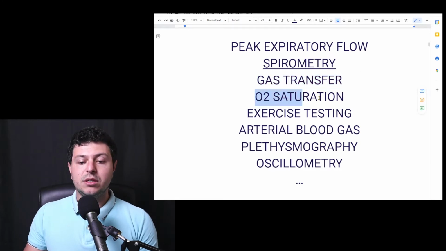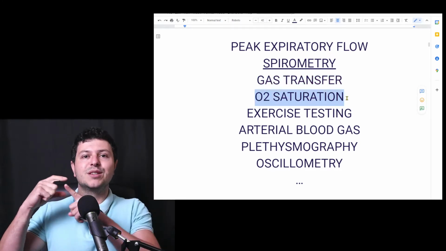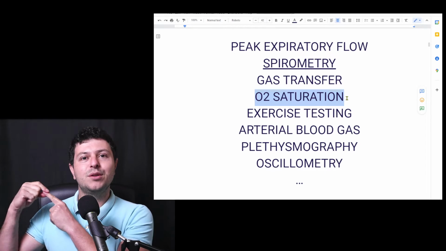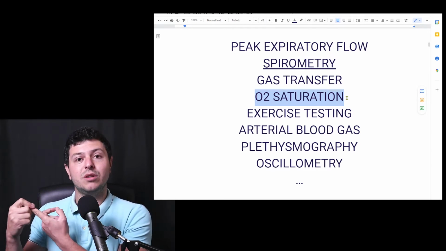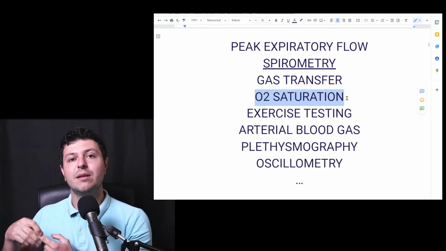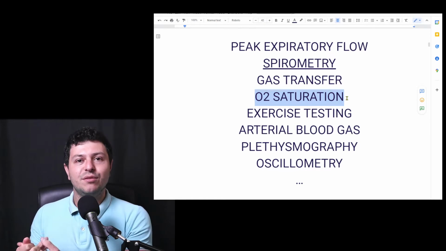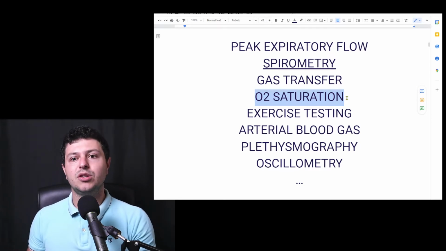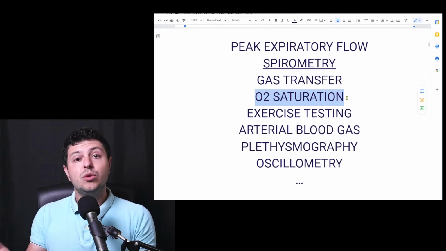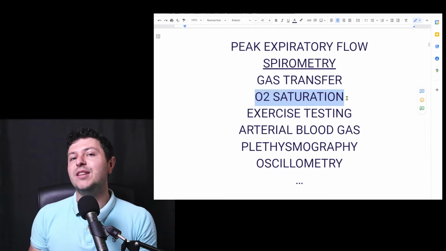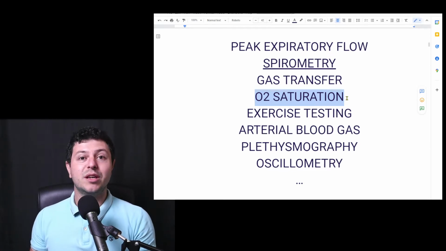Oxygen saturation can be measured with a pulse oximeter, one of these little devices that you clip onto your finger, and it measures the saturation of oxygen in the blood. That can sometimes give you some information about how your lungs are working, depending on the condition. But it depends, as you can see: you would choose one of these tests depending on the condition you are trying to monitor or trying to diagnose.